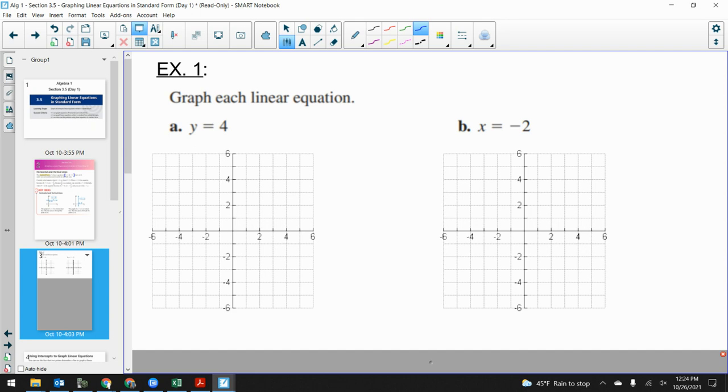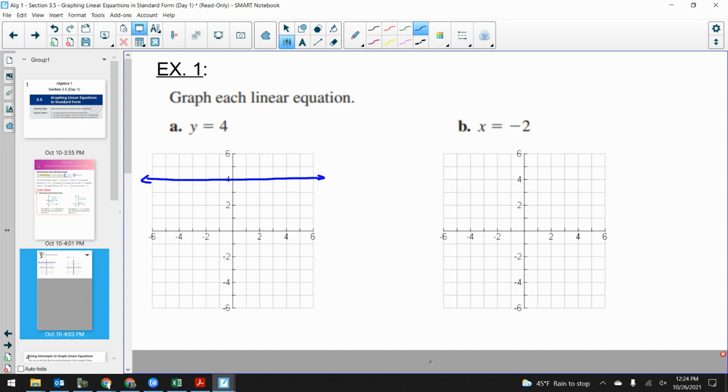Okay, let's practice that a little bit. It's kind of an easy concept. You just got to remember which goes with what. Like, for example, y equals 4. Horizontal or vertical line? Horizontal, because it's a y equals. So y equals 4. Full, complete line, arrows on the end.